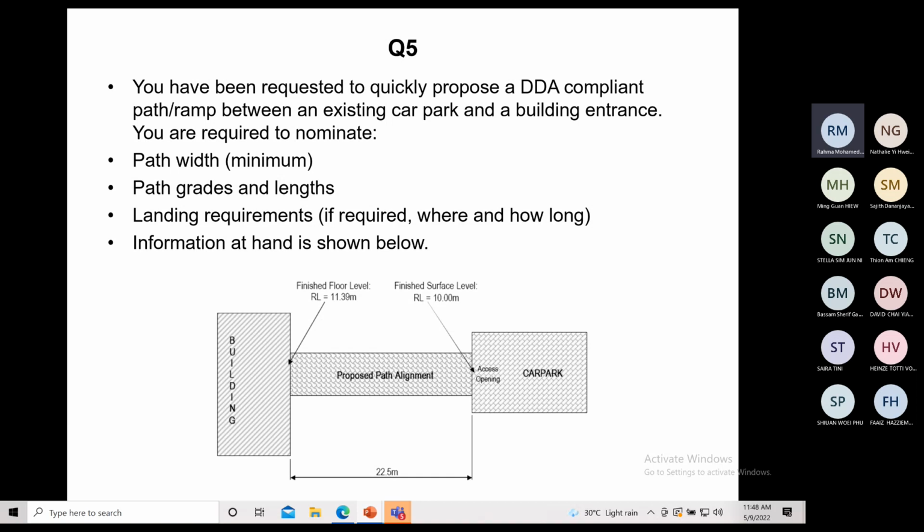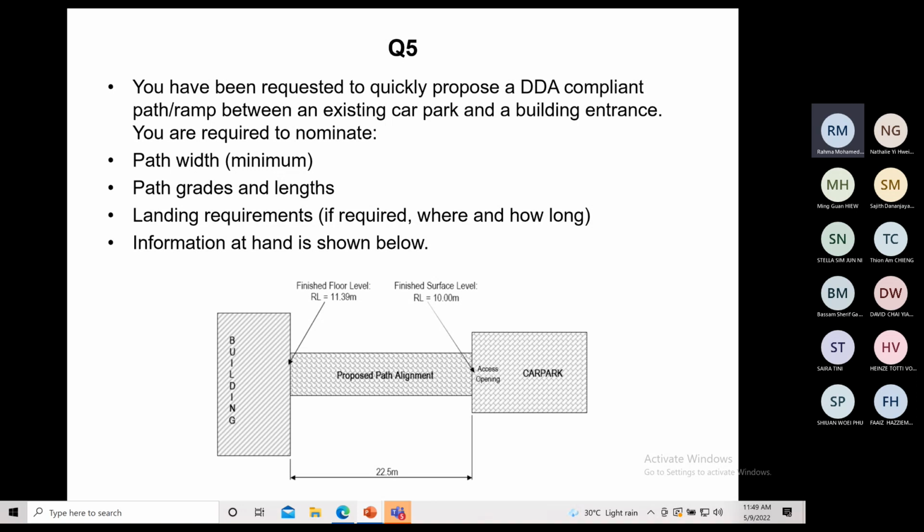So as you remember, ramps are designed for shorter distances. It was between 9 to 15 meters with gradient ranging from 1 to 14 to 1 to 20. And for a path or walkway, it's between 15 meters to 25 meters with a gradient of 1 to 20 all the way to 1 to 33.